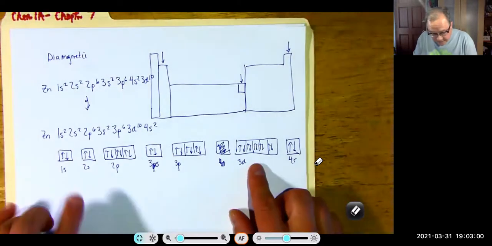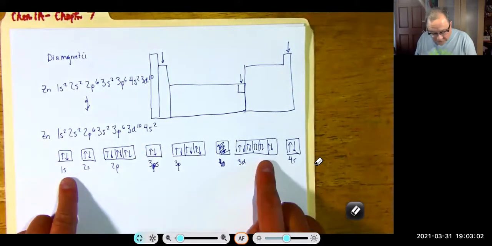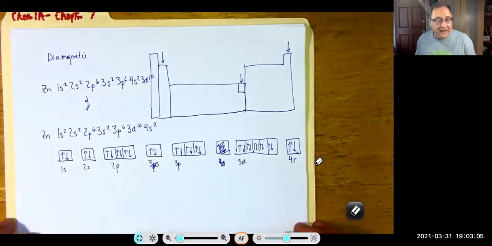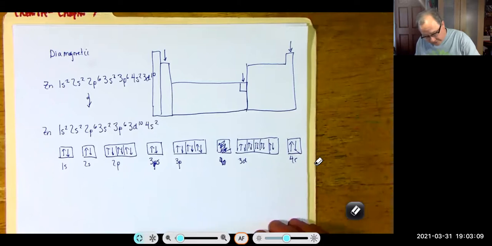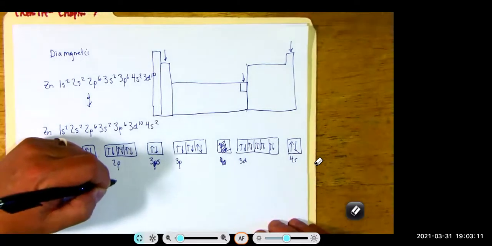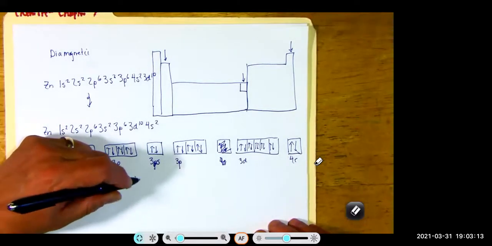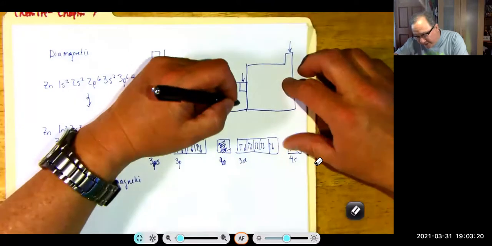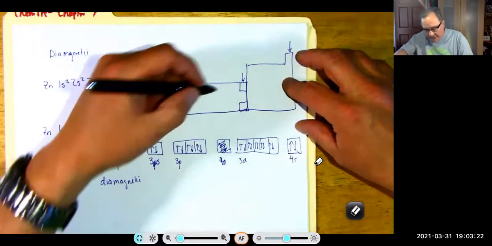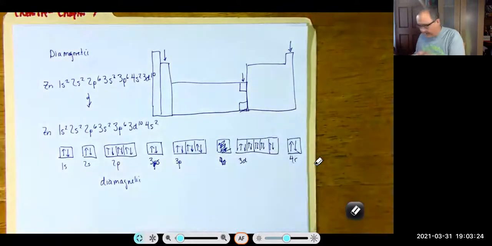Now notice every subshell is full. So what does that mean about every electron? It's paired with another one. So this is diamagnetic. So that's going to happen for all of these. And even these down here, when you look at this guy right here, what is that element? Let's find out.